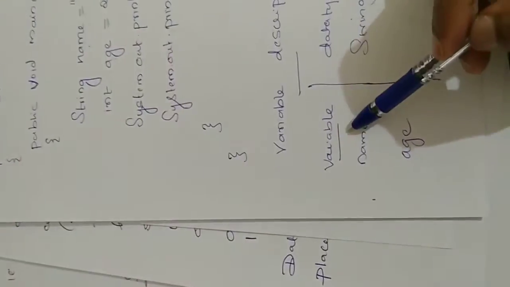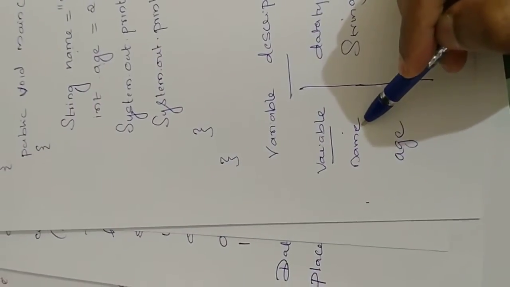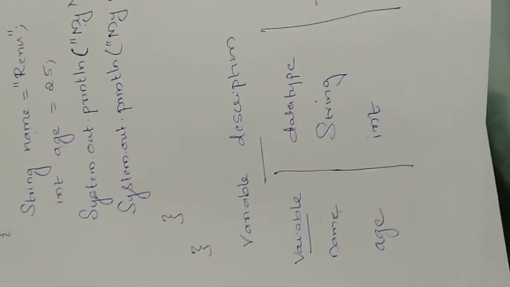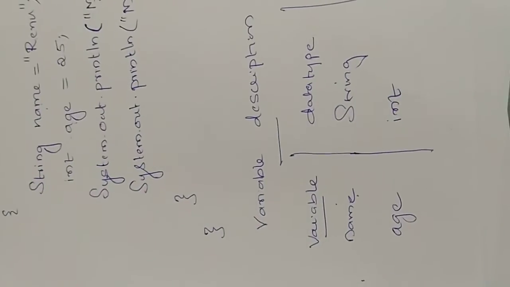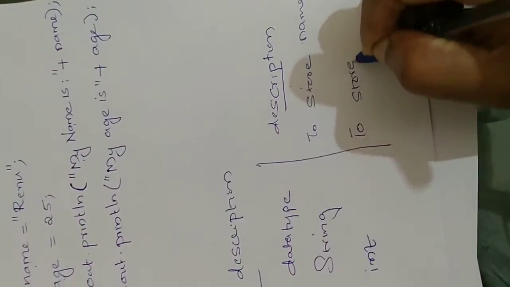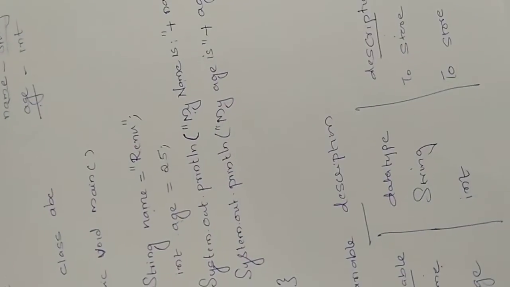Next variable is age. If you are writing this in capital, you should mention that in capital here. Since I have written in small letter, I have mentioned it in small letter. Next age, and it is of type int. So you should write int. You should not write integer, it is wrong. You should write int, to store age. So this is a program and the variable description. You will follow the same thing for your exam also, and output is not required.